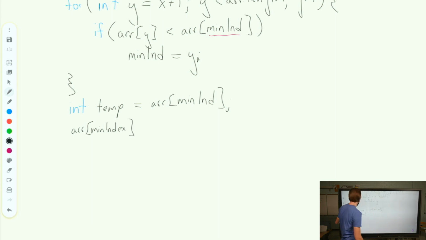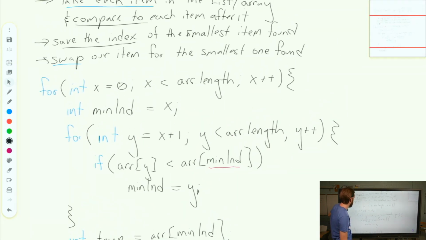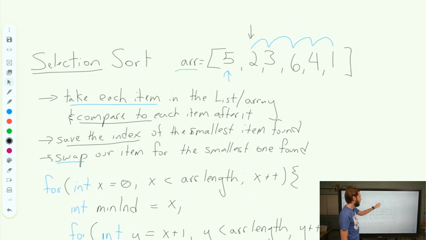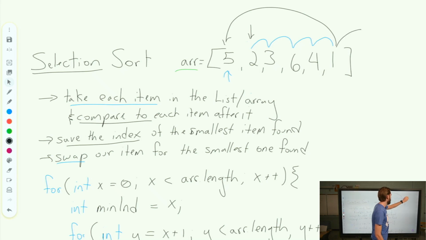gets the value of what we were searching through, right? So if we had 5, we found 1 was it. Our x is still 5. So we need to swap our 1 and our 5. We need to swap 1 and 5 here, okay? So we've saved this value into min index.